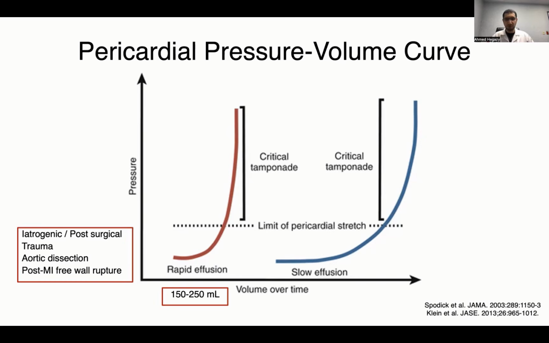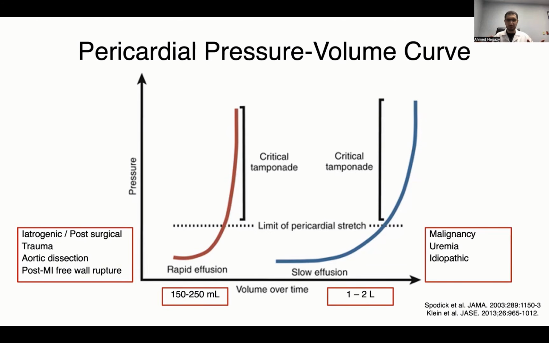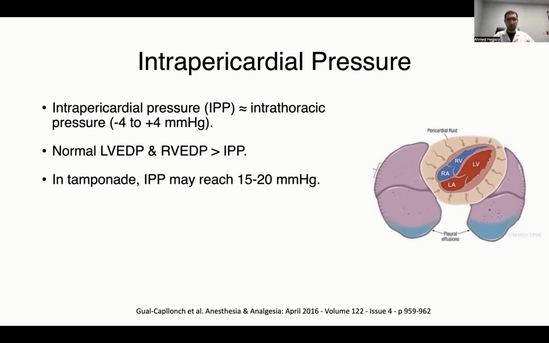On the other hand, if the pericardial fluid accumulates slowly over time, this allows for the pericardium to slowly stretch over time. And you can accumulate a large volume of pericardial effusion, up to 1 to 2 liters of pericardial fluid, before you start exhibiting features of tamponade. And we see these slowly accumulating effusions in cases of malignancy, chronic renal failure, and uremic pericardial effusions, and in idiopathic pericardial effusions.